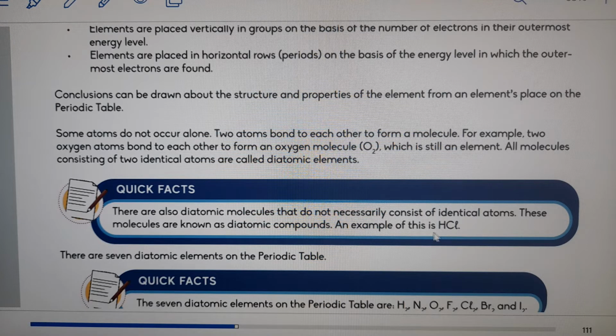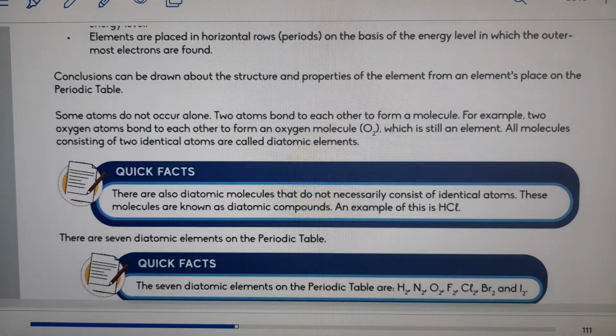Okay, it's only two atoms, but they are not the same. For example, we have hydrochloric acid. You will see we have a hydrogen atom and a chlorine atom, and then they make a diatomic compound. So if they are not the same, they make compounds, but if the atoms are the same, they still make an element.